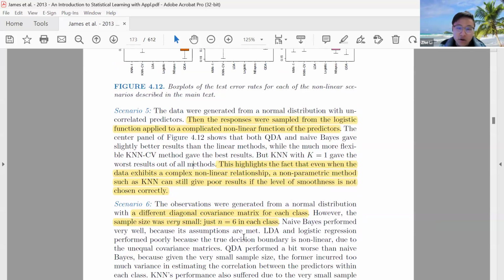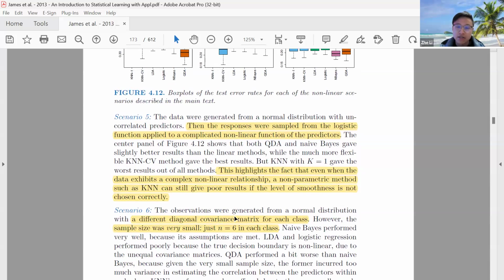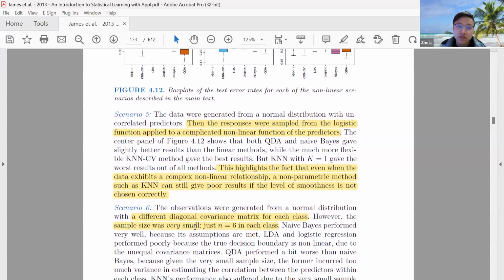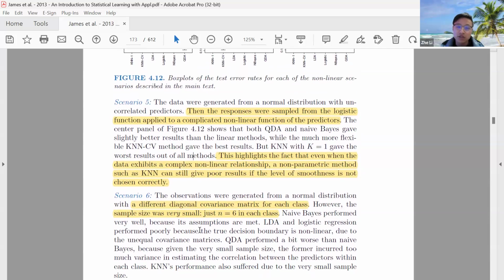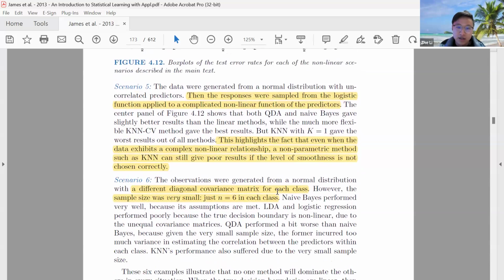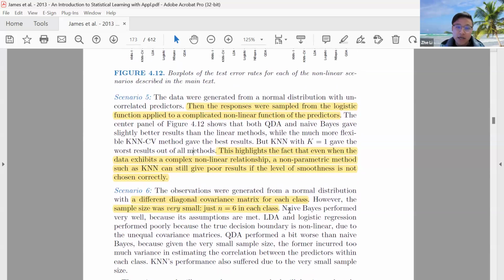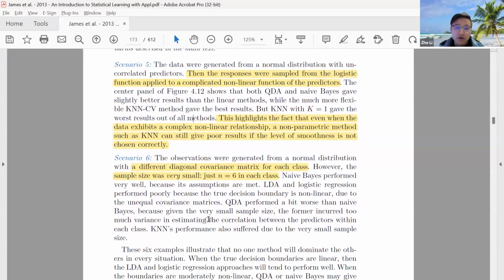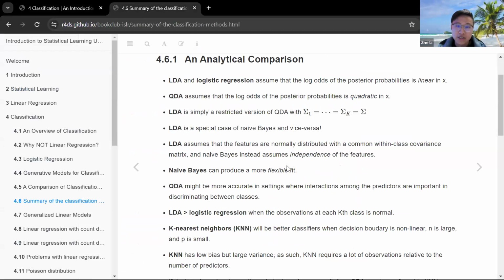In the last scenario, this case is the same as scenario 3 but with a different covariance, a different variance between each class. But there is an assumption that the sample size is very small. So in this case, naive Bayes performs very well. A little bit of a summary here: this is something we can refer to when we do our modeling in terms of each classification problem.